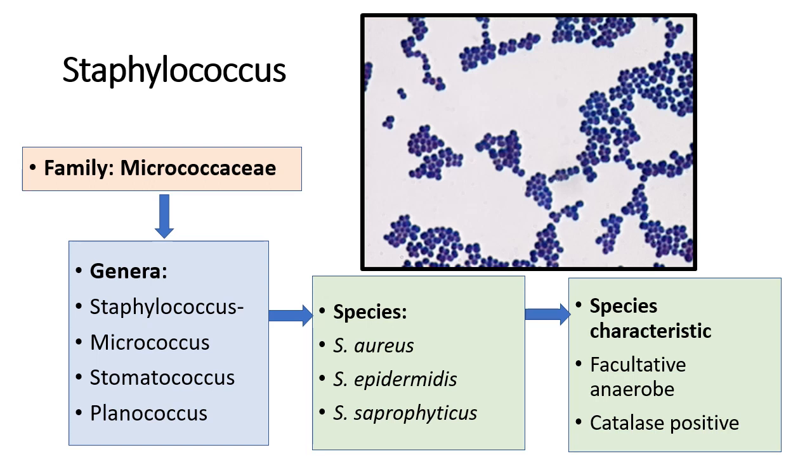However, the common characteristics which they will share, because they belong to the same genus, are that they are facultative anaerobes and that they are catalase positive. If you remember, we had discussed catalase in the first introductory lecture, where we had said that some bacteria are catalase producers. So what is this thing called catalase? It is an enzyme, and what is its property?